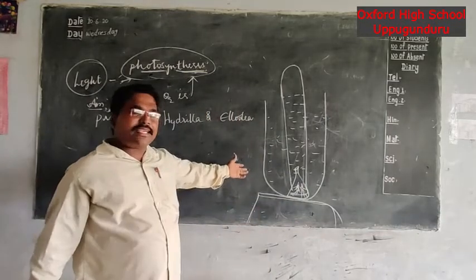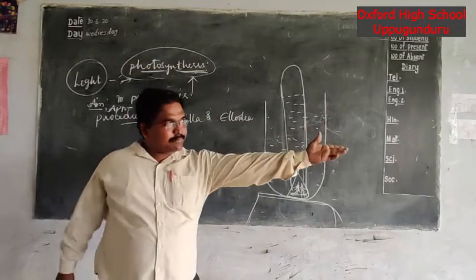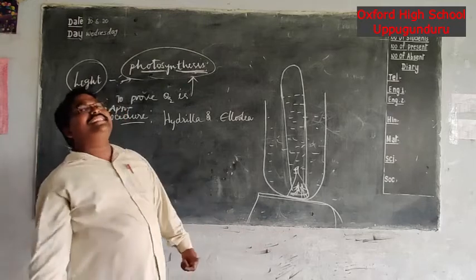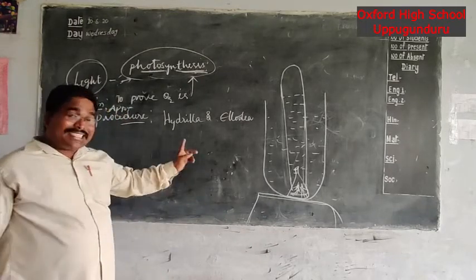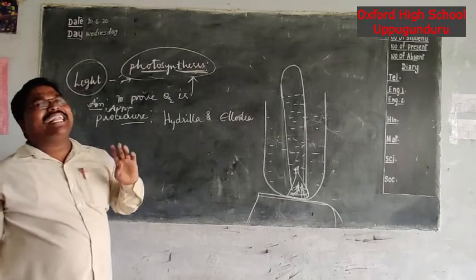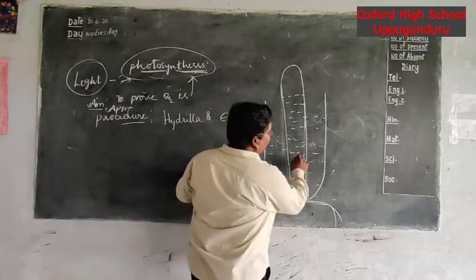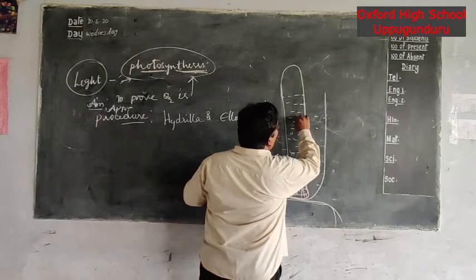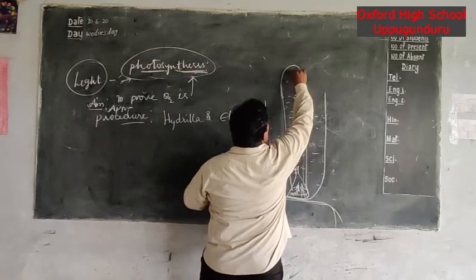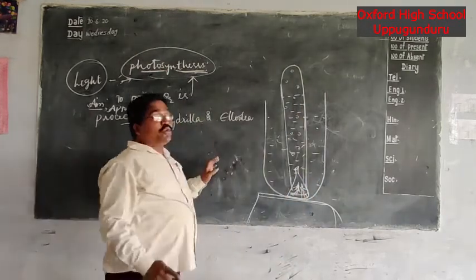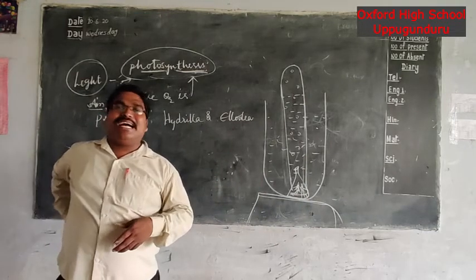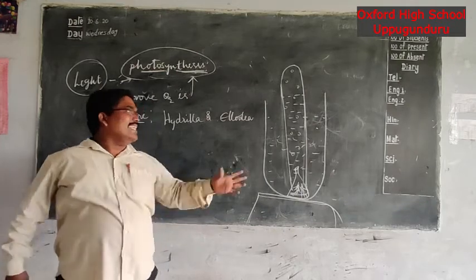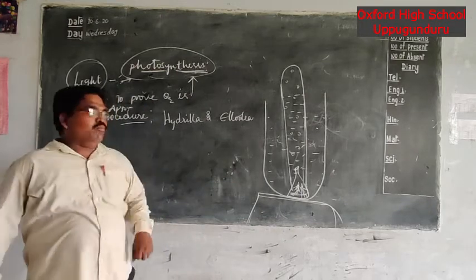So we have taken two identical sets. One we kept in the sunlight and another one inside the room. By noticing them, in the setup which is present in the sunlight, we notice that small air bubbles are formed in the test tube in the place of the water. If you notice the setup which is present in the dark room, we don't see any type of air bubbles.